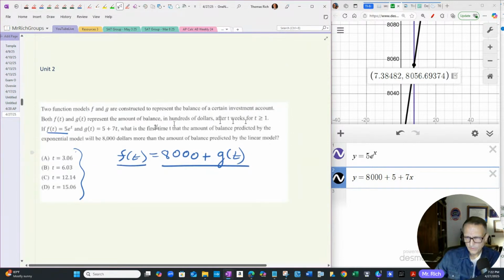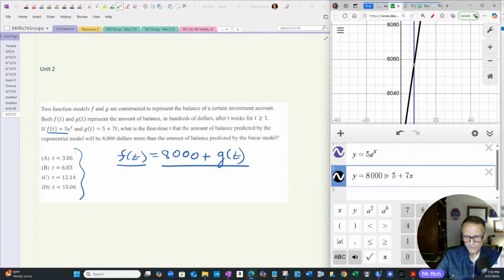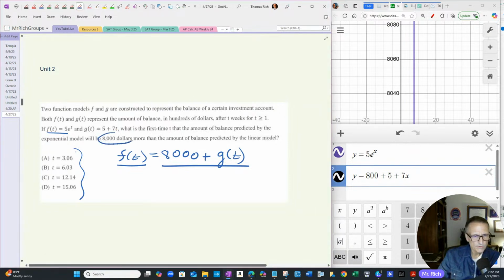Let's come back to this one because I'm not sure. I'm plotting the right-hand side, 8,000 plus 5. And this represents the amount of balance in hundreds of dollars. Okay, so the problem here is it's in hundreds of dollars. So that would mean that this is supposed to be 800, because $8,000 right here means that it has to be in hundreds of dollars. That's the ticket right there.